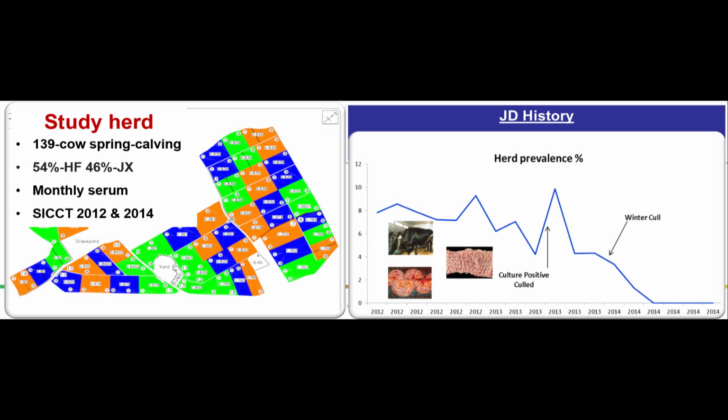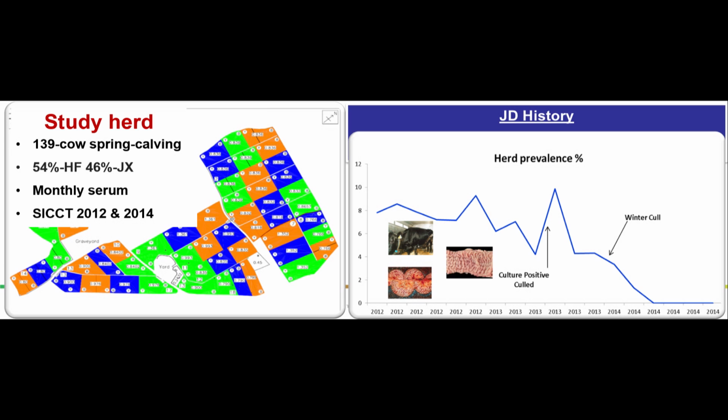To give you a bit of background about the herd's Johne's history, prior to 2012, no fecal culture and no clinical case had been identified on the farm. However, in May 2013, a single fecal culture positive cow was identified. The graph gives you an example of the herd MAP ELISA prevalence throughout the study from May 2012 until just before we administered the skin test in 2014.